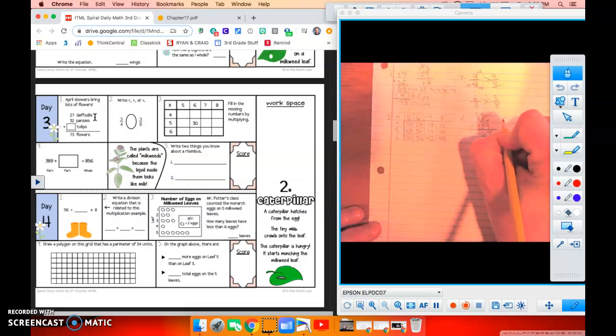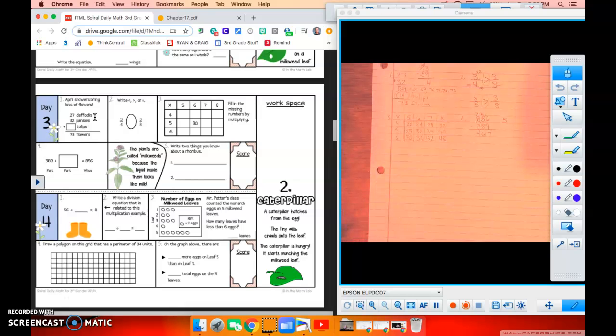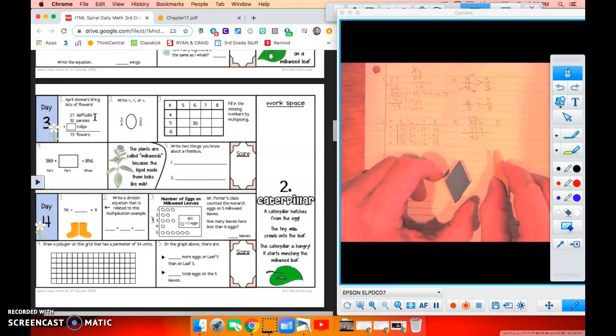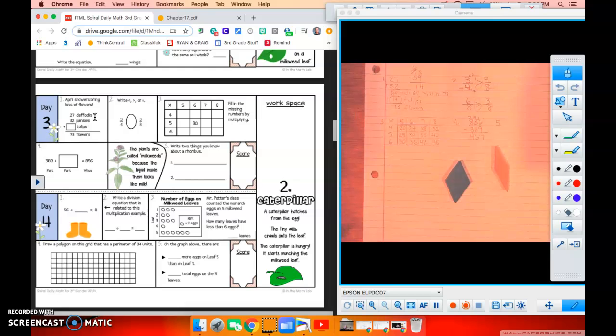This would be a great one. I almost don't want to answer it because I really want to hear what you have to say. Write 2 things you know about a rhombus. Okay? So what I did is, I got a couple of them, all right? A couple examples of a rhombus.